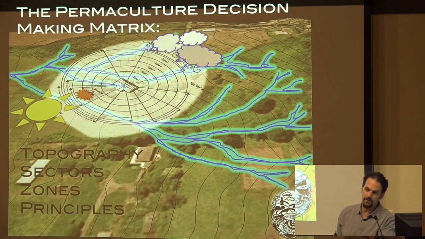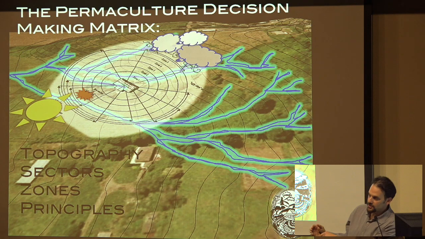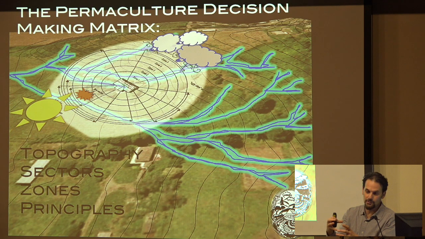And then we have a thing called the zones. And the zones say that each site has a center of human activity. So for most places, the house is the center of human activity. It's where people come in and out of all the time. And then we place items in the landscape in proximity to the center of human activity based on how often we need to visit those things.